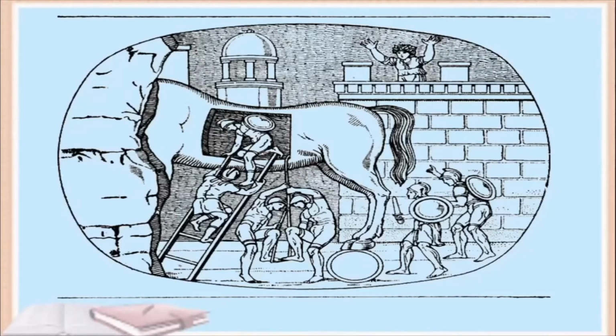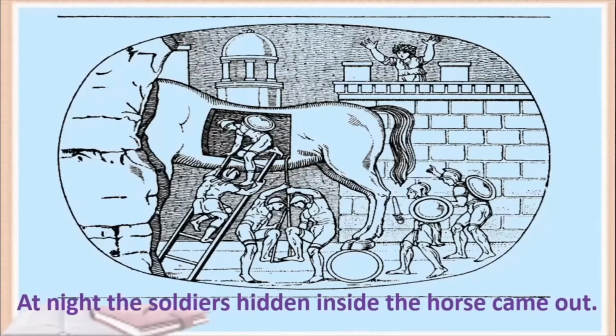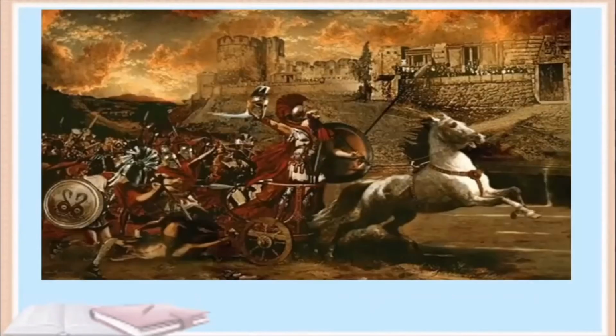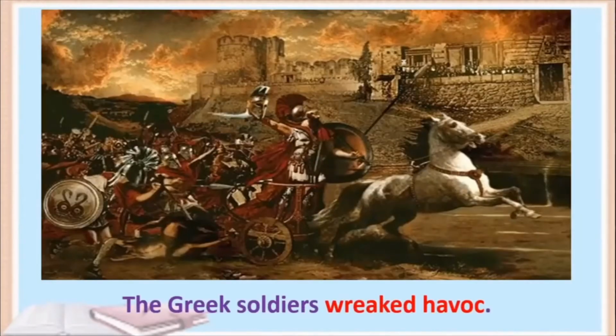And as soon as these people got out, they went and opened the gates of the city. And then you will see that the Greek soldiers came back in huge numbers. Okay, so at night the soldiers hidden inside the horse came out, and the Greek soldiers also opened the gates from inside so that their other soldier friends could enter the city of Troy. And then there was havoc. The Greek soldiers wreaked havoc.